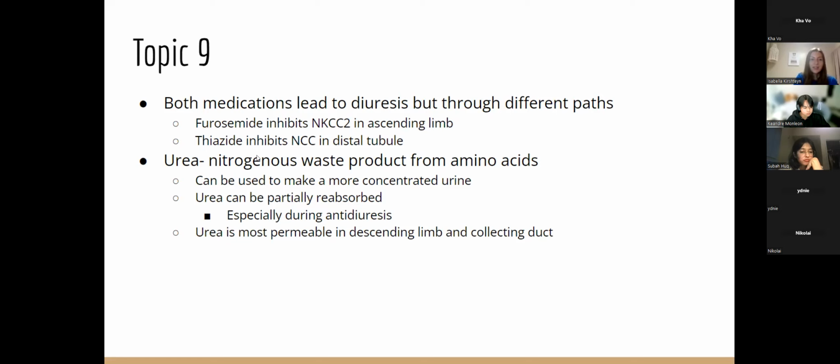And he talks about urea at the end of topic 9, which is a nitrogenous waste product made in the liver from amino acids. It can be used to make more concentrated urine, which is really the most important point, that urea can make more concentrated, higher osmolarity urine. Urea can be partially reabsorbed, especially during antidiuresis, and urea is most permeable in the descending limb and the collecting duct. And that's it for my review of topic 9.